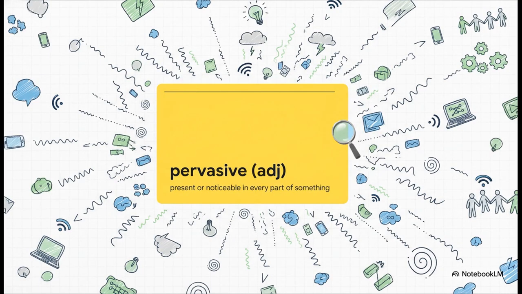So, what's the end result when an idea has totally permeated a society? Well, it becomes pervasive. This is an adjective, and it means that thing is just everywhere. You can't escape it. The influence of the internet? Absolutely pervasive. It's in our work, our friendships, our news, you name it. And the noun for this state of being is pervasiveness.